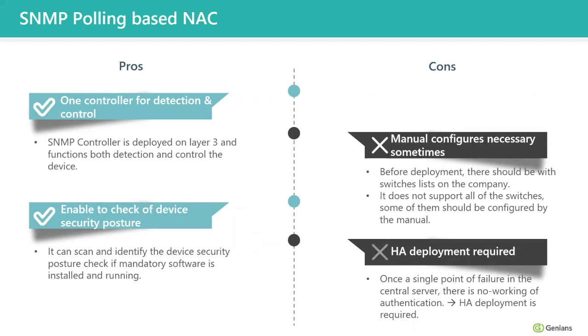Cons, the second: SNMP Polling based NAC should make HA, high availability deployment, mandatory. Because once there is a single point of failure in the central server, authentication does not work. It means that the controller in an SNMP Polling based NAC does not work. So HA deployment is required.